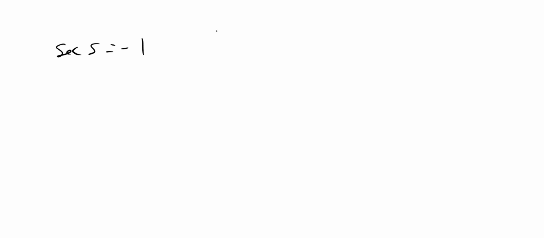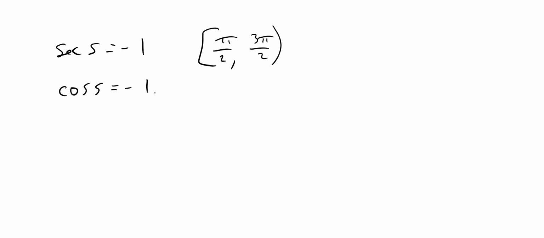So, and now let me give you a restriction. It's going to be between pi over 2 and 3 pi over 2. Okay? So the first thing I want to do is, you guys should kind of recognize secant of S is negative 1. If I rewrite this as cosine of S equals negative 1, which of course is the reciprocal, you guys should know this is a quadrantal. Okay? And then you're going to ask, where is cosine equal to negative 1? Well, isn't it over here, and isn't it pi? So the answer is pi.